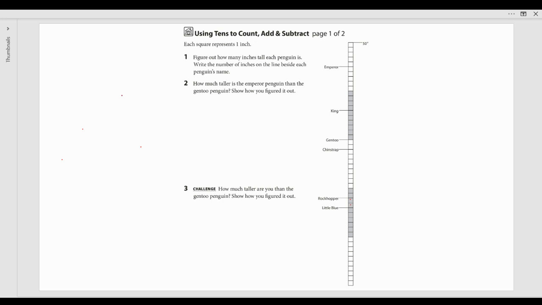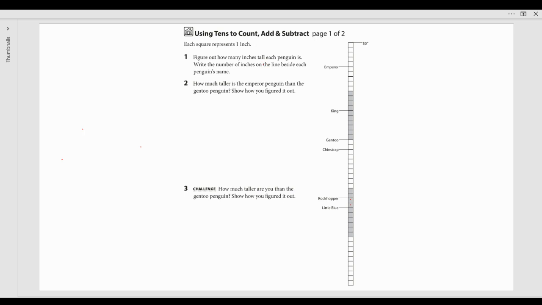I am going to show you strategies that you can use to solve the problems on page 67 in your Home Connections book. On this page, it says each square represents 1 inch. I can see that the squares are grouped into white squares and gray squares. I can count to see that there are 1, 2, 3, 4, 5, 6, 7, 8, 9, 10 squares in each group. This will help as we count to figure out how many inches tall each penguin is for number 1.